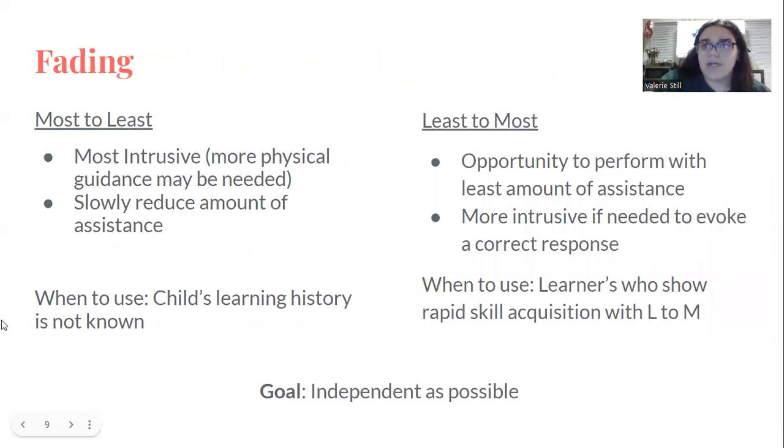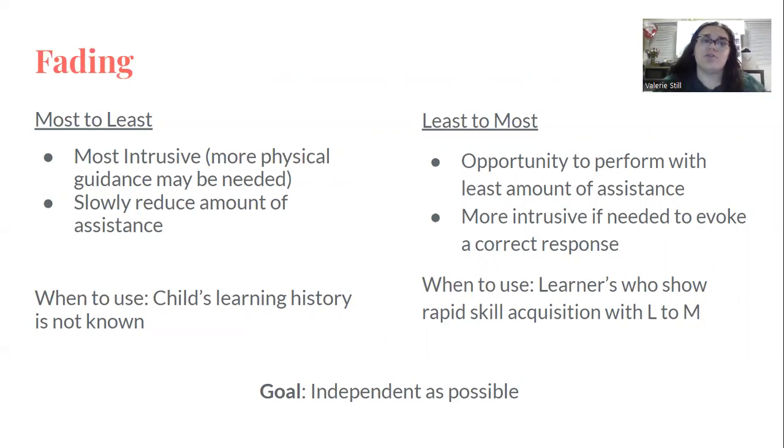It's really important to fade these prompts after the learner is engaging in correct responding. The ultimate goal is that we want the child to be as independent as possible, and we want them to be able to engage in these behaviors all by themselves. So when we want to fade these, we want to think about the child's learning history, how they learn, and what type of prompts to use.